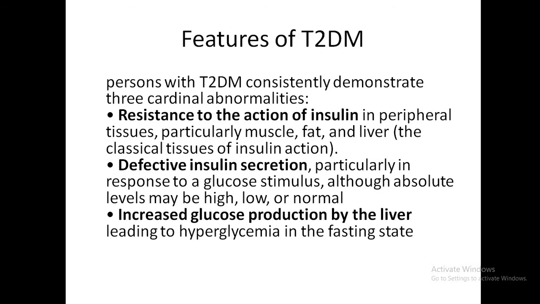What are the features of type 2 diabetes mellitus? There are three cardinal abnormalities. One is resistance to the action of insulin in peripheral tissues. Second is the defective insulin secretion, especially in response to a glucose stimulus. And third is the increased glucose production by the liver, increased hepatic glucose production, or HGP, which leads to hyperglycemia in the fasting stage.